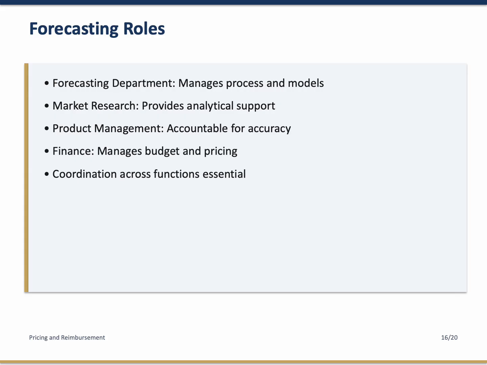The forecasting department manages the process including historical data, models, and competitive data. Market research provides analytical support through primary and secondary research. Product management is ultimately responsible for achieving forecasts and accountable for accuracy. Finance manages the budget, chargebacks, rebates, and pricing estimates. Production planning manages schedules and supply issues. Coordination across all functions is essential.